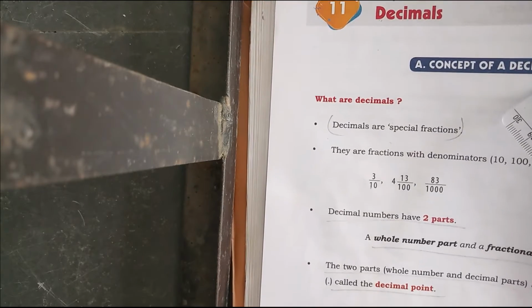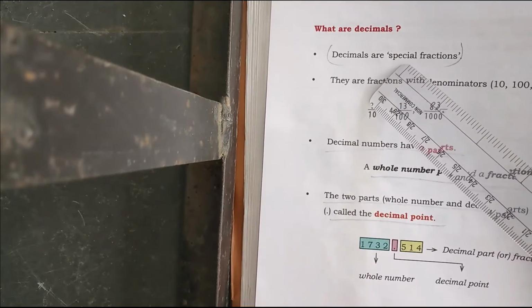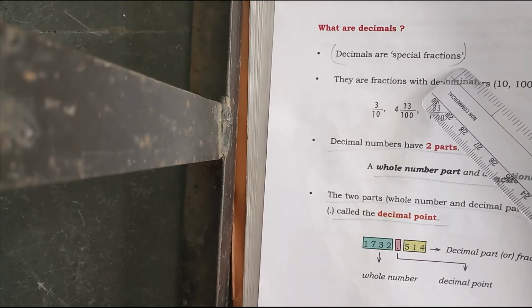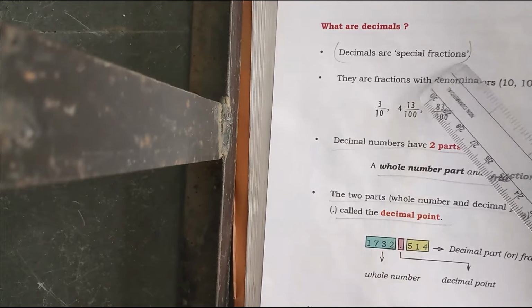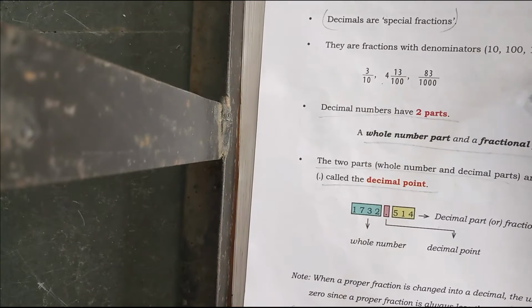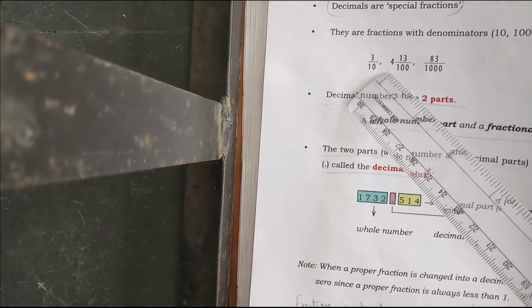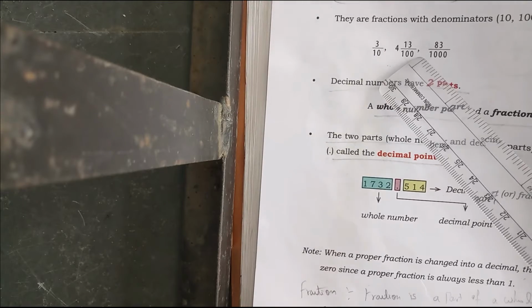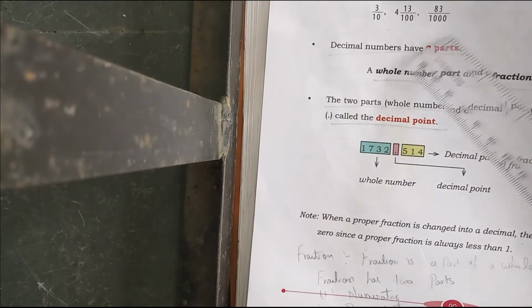A concept of a decimal. What are decimals? Decimals are special fractions. Deci means 10. They are fractions with denominators 10, 100, 1000, 10,000 and so on. For example, 3 by 10, 43 by 100, 83 by 1000.